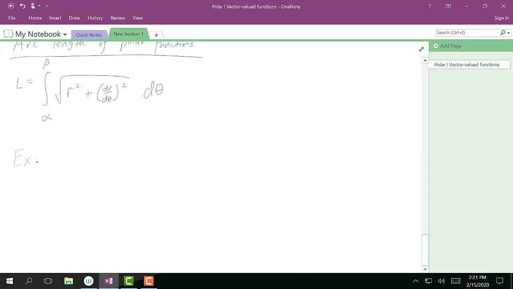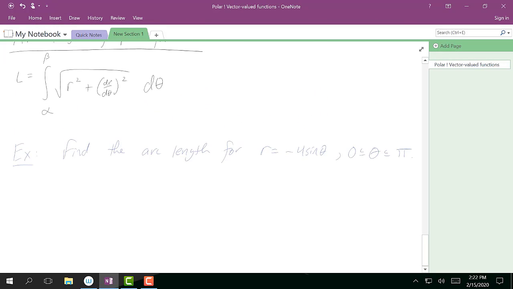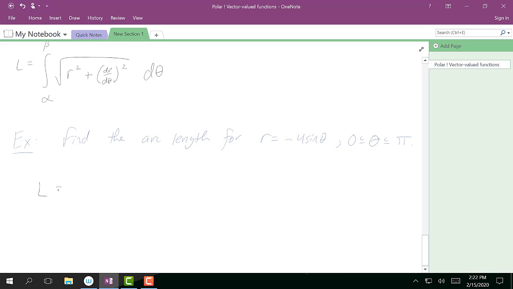So for the example, we're going to find the arc length for r equals negative 4 sine of theta, where theta is between 0 and pi. Okay, very good. So let's just go ahead and plug this in. Nothing too difficult here. So L is going to be, my bounds are given to us, 0 to pi. So r squared is going to be 16 sine squared of theta plus, my derivative dr d theta is going to be negative 4 cosine of theta. So when I square that, I'm going to get 16 cosine squared of theta. You can probably already see where this is going.